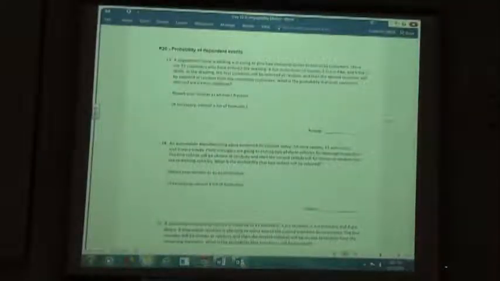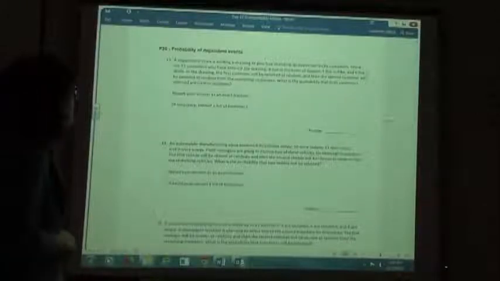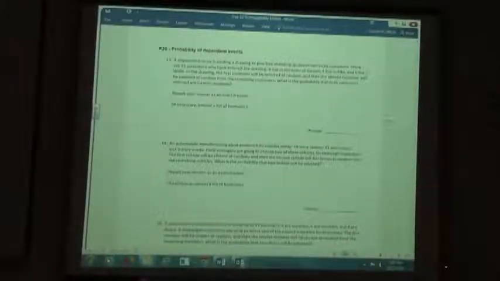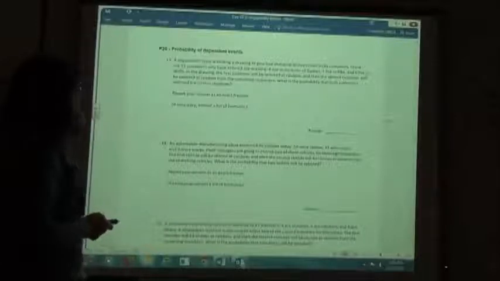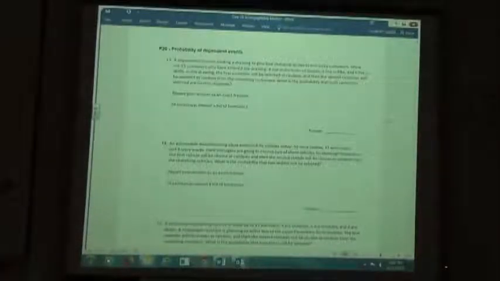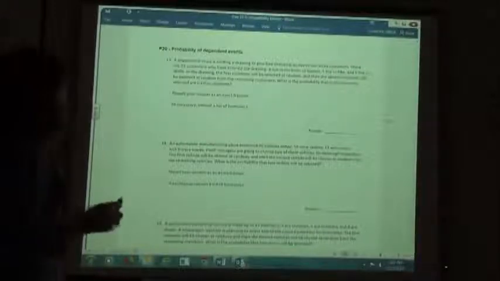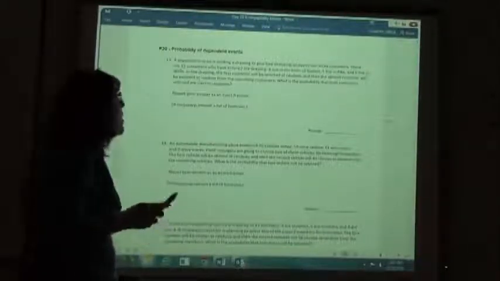It says a department store is holding a drawing to give free shopping sprees to 2 lucky customers. There are 15 customers who have entered the drawing. 4 live in the town of Gaston, 5 live in Pike, and 6 live in Wells. In the drawing, the first customer will be selected at random, and then the second customer will be selected at random from the remaining customers. What is the probability that both customers selected are Gaston residents?